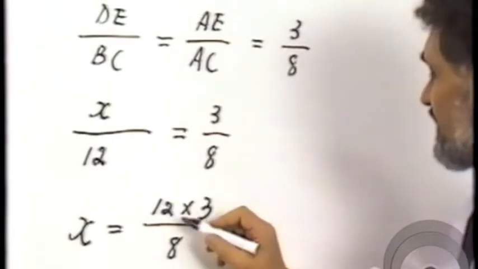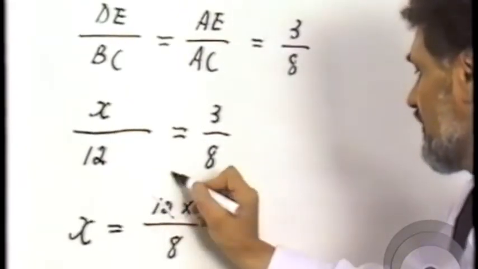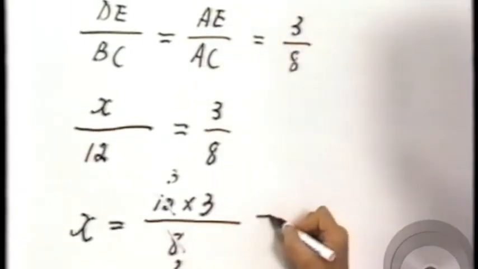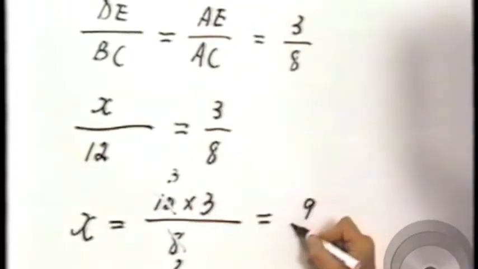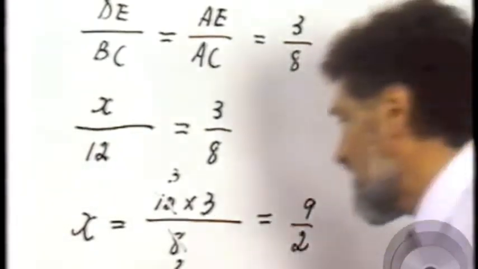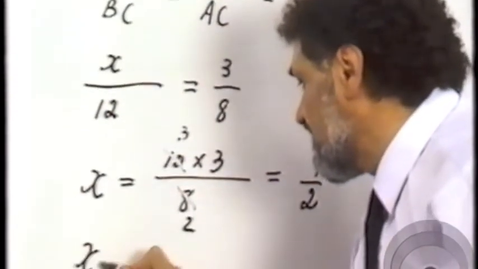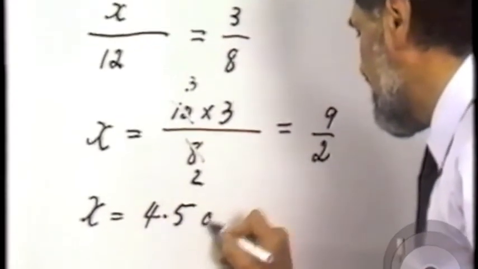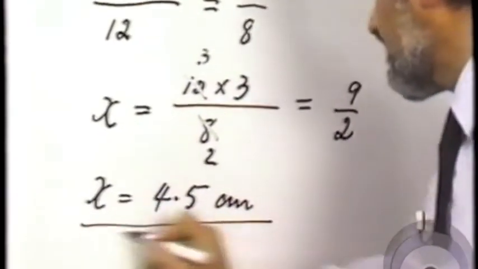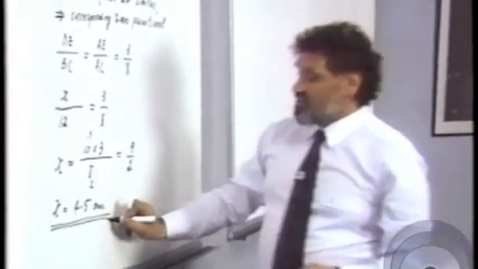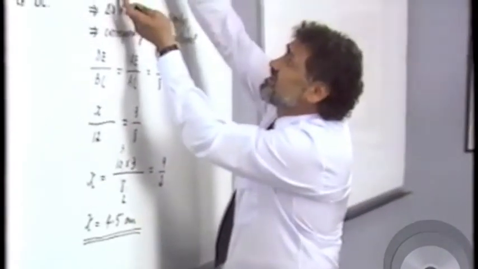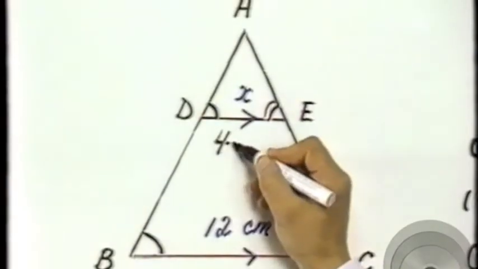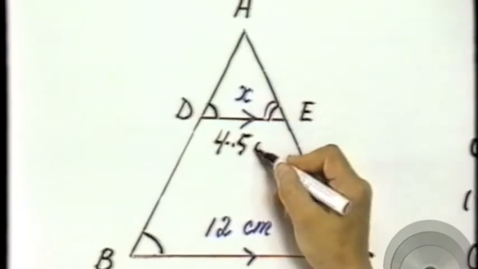In this case, we can cancel 12 by 4 to give 3 and 8 by 4 to give 2, in which case we will get 3 by 3, which is 9 on 2. So that means that X is equal to 4.5 centimeters. And that's the answer to our problem, which enables us now to say that this length, DE, here must equal 4.5 centimeters.